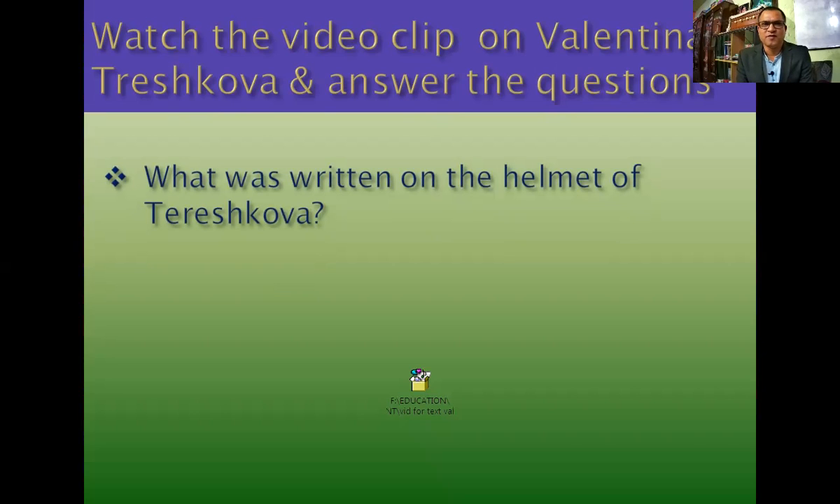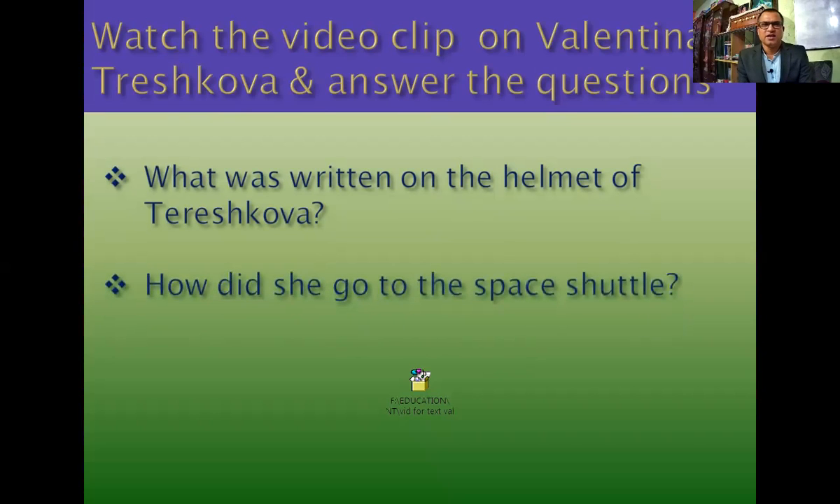Watch the video clip on Valentina Tereshkova and answer the questions below. The questions are: number one, what was written on the helmet of Tereshkova? Number two, how did she go to the space shuttle? Now, let us enjoy a video clip.